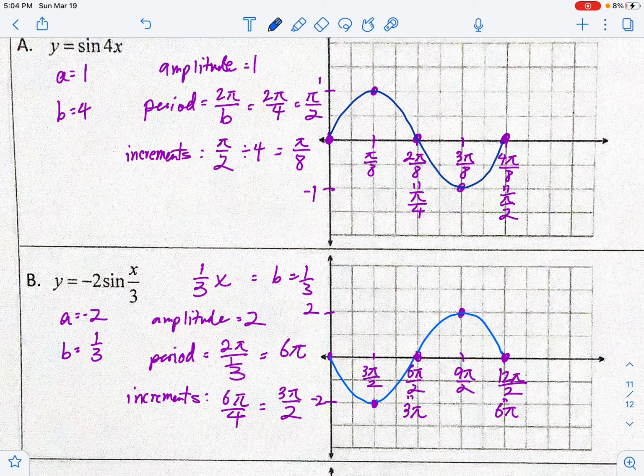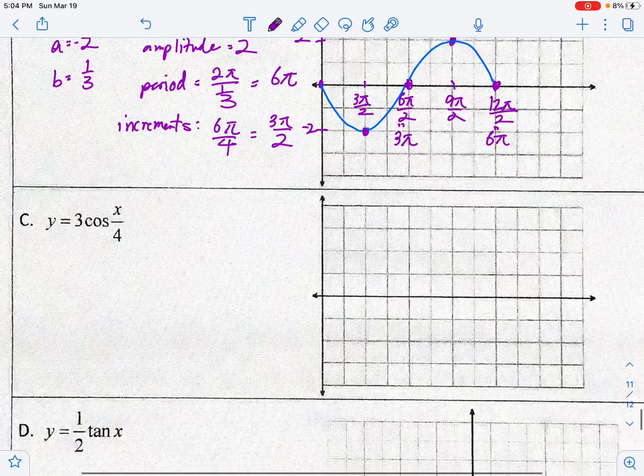Graphs look the same from example A and example B, but it's important to see that the labeling is different. So in order for you to get full credit and to have a detailed graph, you need to make sure we label our increments. Otherwise, every graph is just going to look the same, and it's really hard to differentiate between the two.